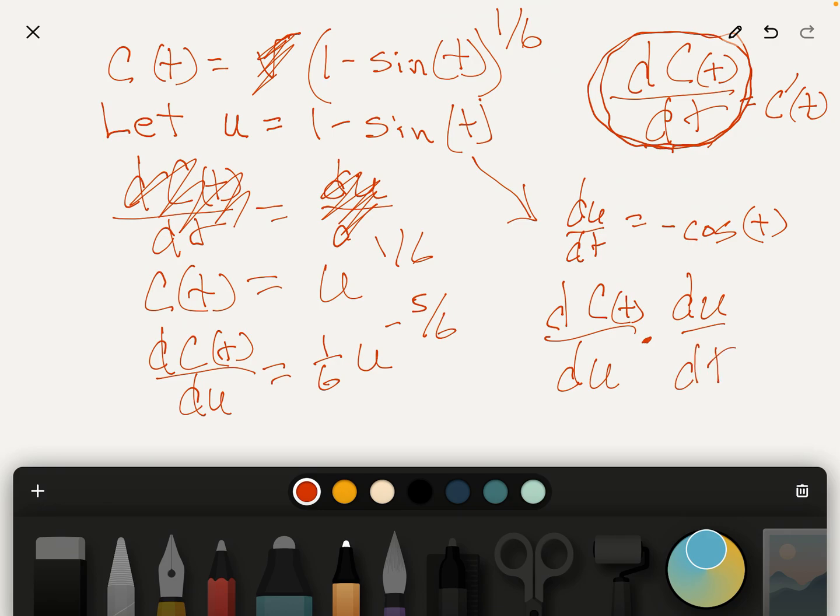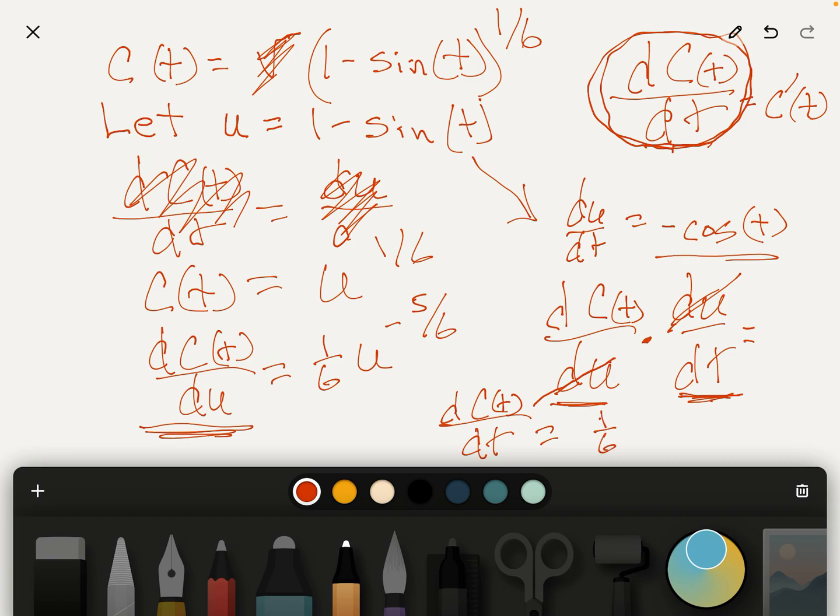And the reason I like this is, first of all, we found this term over here, and we found this factor, and that's right here. And if I think in terms of multiplying, I can see immediately that I'm doing it right, because just like any other product of two ratios, you can see that the du's cancel. So you're guaranteed that you're going to wind up with dc of t over dt. And what does that equal? Well, it's just the product of these two ratios. So it's 1/6 u to the negative 5/6 times negative cosine t.